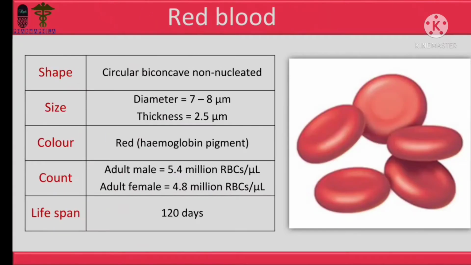Now the red blood cells are biconcave, non-nucleated, circular in shape, with a diameter of 7 to 8 micrometers and 2.5 micrometers in thickness. Color is red because of its hemoglobin pigment. Now its count in adult males is 5.4 million RBC per microliter and in adult females 4.8 million RBC per microliter, and its lifespan is 120 days. We will discuss in detail the basics of the RBCs and the disorders caused by elevation of RBC count.